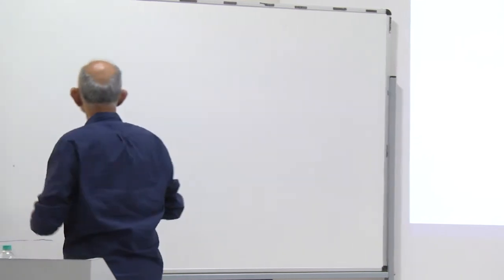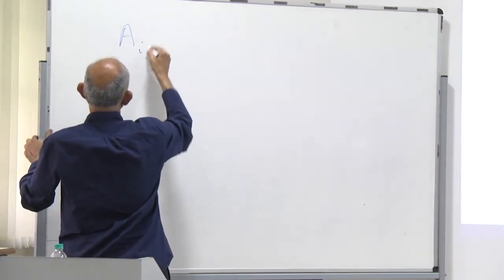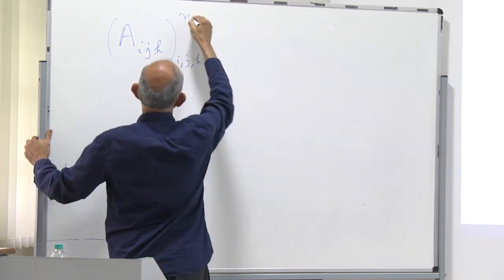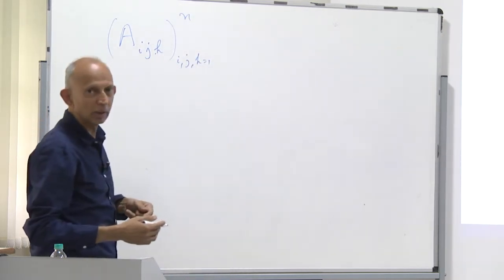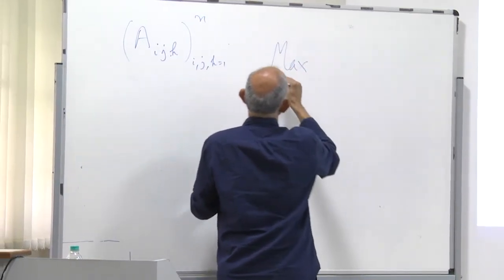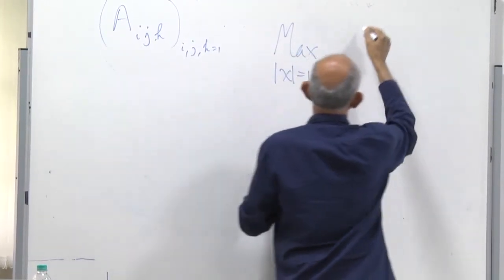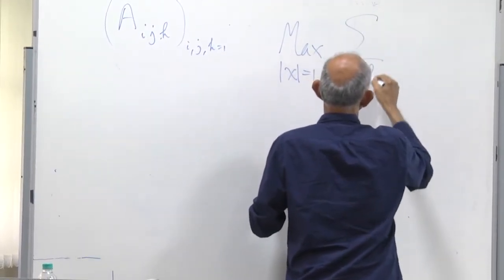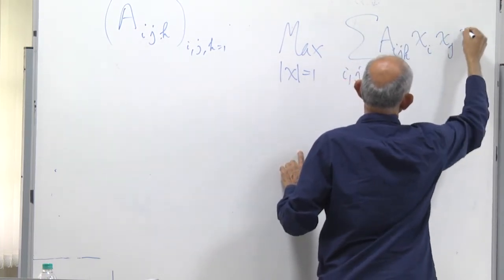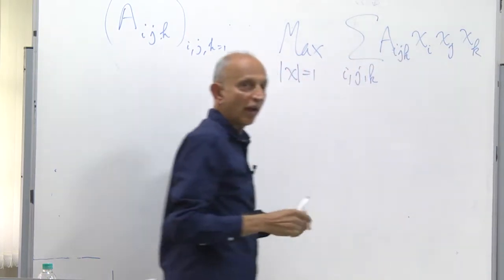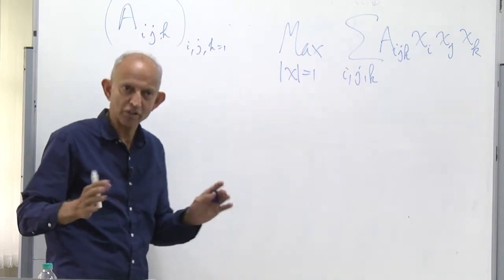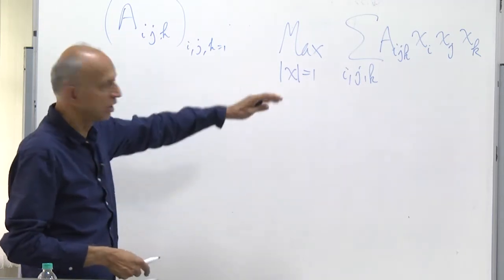So let me state it for 3 tensors. Suppose A_ijk, with i, j, k going from 1 to n, is a collection of numbers, and I want to maximize over all unit vectors x the sum over ijk of a_ijk x_i x_j x_k. If I had just two indices and A is symmetric, this is an eigenvalue problem. This is the maximum eigenvalue. For three indices, these problems are NP hard.